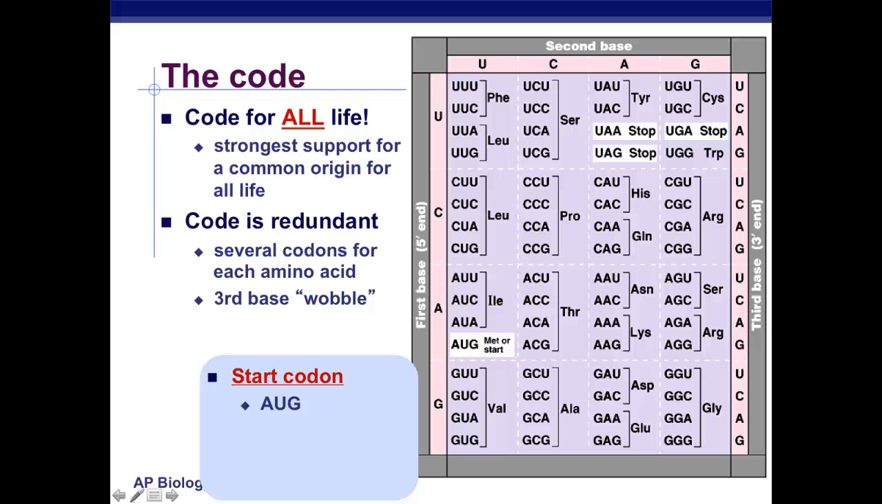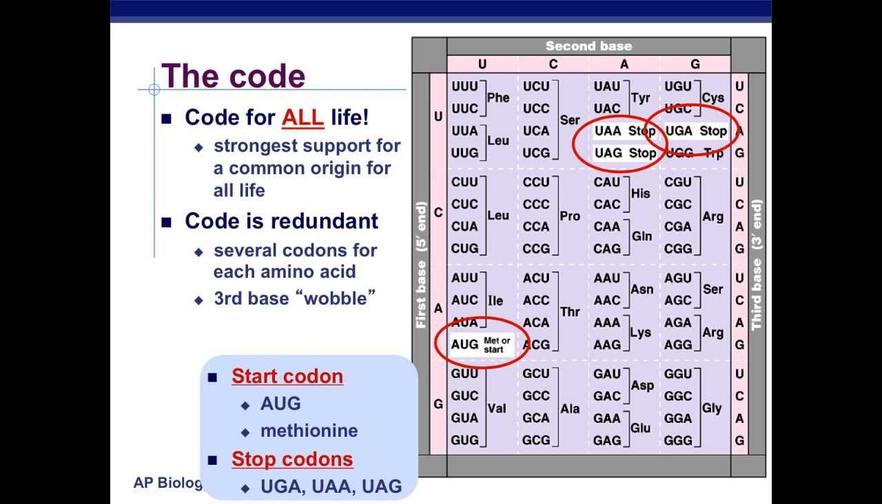regardless. And as I said, the start codon is AUG, which is methionine, and then you have 3 stop codons, which are UAA, UAG, and UGA. So those 3 codons will not code for an amino acid, but will signal to the mRNA that it's the end of the sequence.